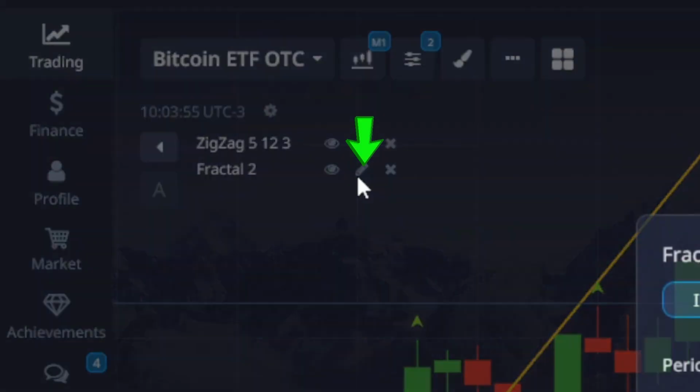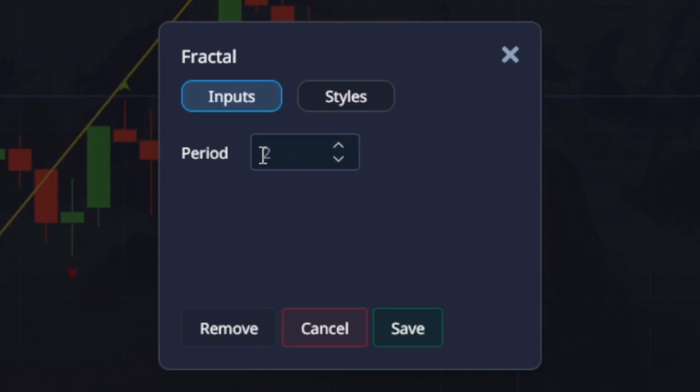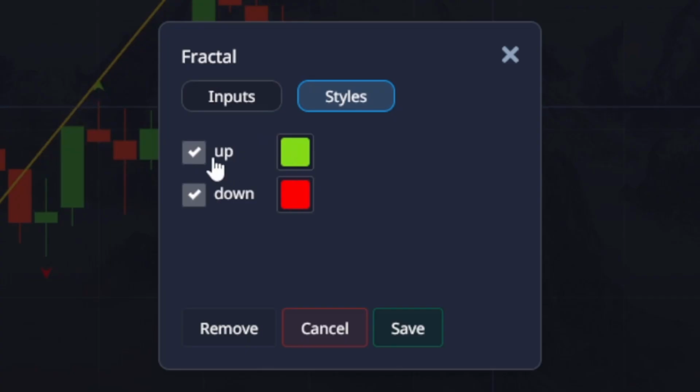Next, we'll add two periods to the fractal. It can be any two periods. For the side, we'll use bullish. You can use the color that's best for you, a red color for bearish and green for bullish to avoid confusion. Save the settings right after that.